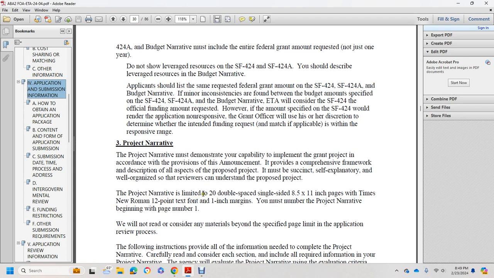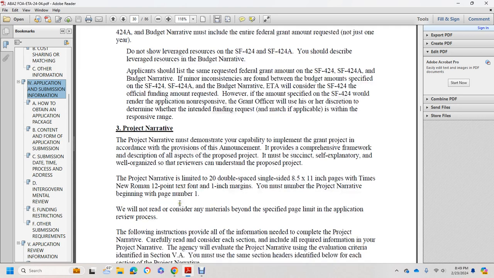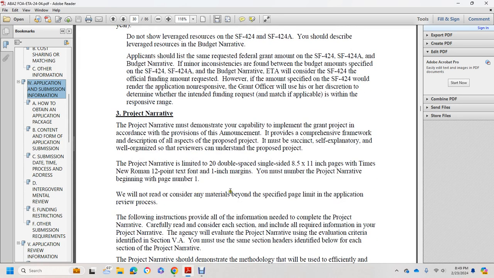The project narrative is limited to 20 pages, double-spaced, on 8.5 by 11-inch paper, in Times New Roman 12-point font with 1-inch margins. Number the pages beginning with page 1. We will not consider any materials beyond the specified page limit in the application review process. The following instructions provide all the information needed to complete the project narrative. Carefully read and consider each section and include all required information.